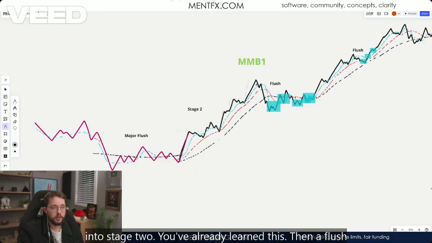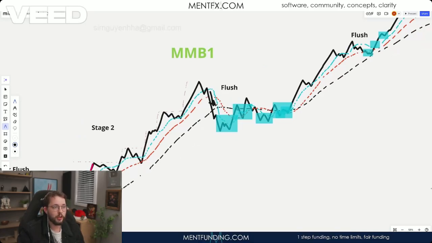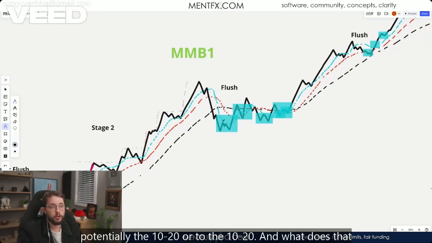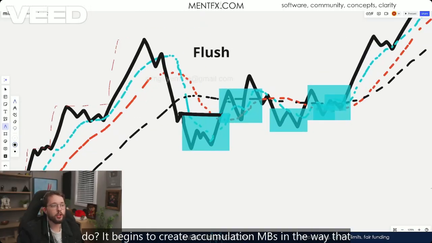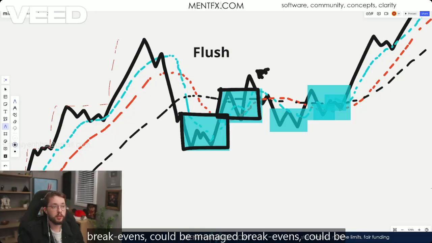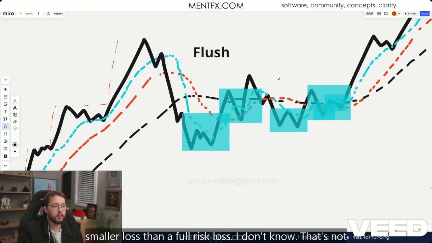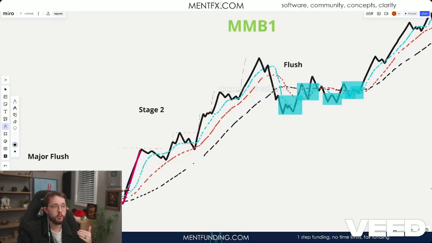You've already learned this. Then a flush comes in. And the flush does what? It pushes you potentially below the 10 and 20, or to the 10 and 20. And what does that do? It begins to create accumulation MBs in the way that you've learned them already in the portal. And that could lead to entries, right? Now, those entries could become break-evens, could be managed break-evens, could be potential losses, could be managed losses, so maybe a smaller loss than a full risk loss. I don't know. That's not what I'm talking about right now. I'm talking specifically about just the labeling of understanding how prices work.